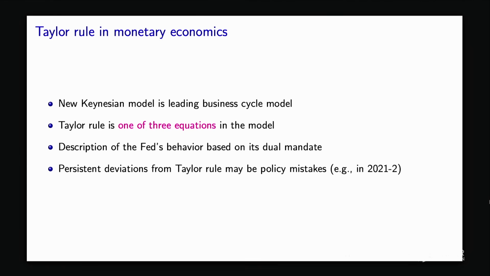And then it's very useful because persistent deviations from the Taylor rule signal that maybe something is not going the right way. And so, for example, 2021, 22, that's a famous example where you had a large deviation from the Taylor rule, and probably the Fed should have done something earlier to fight inflation.